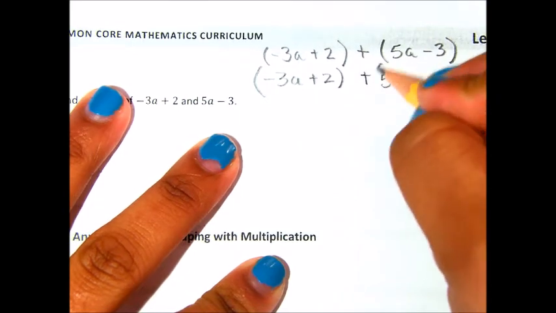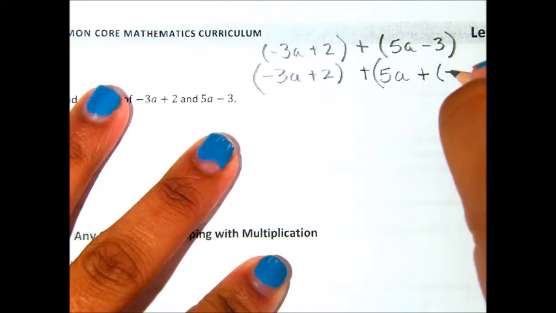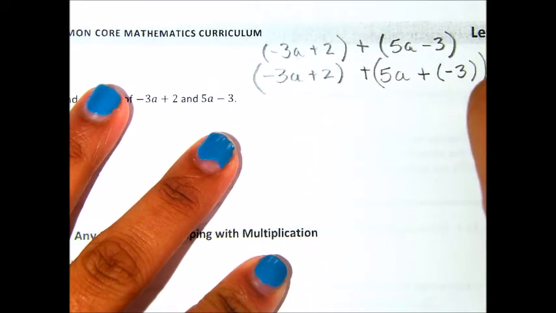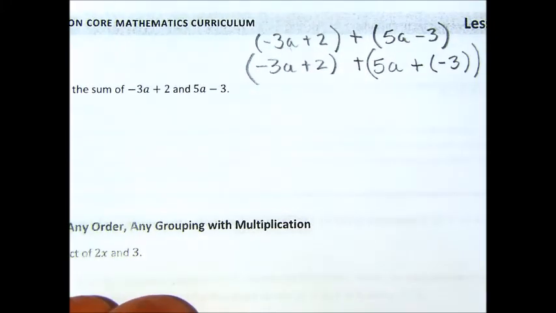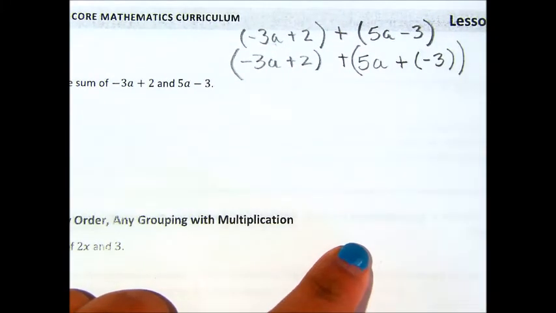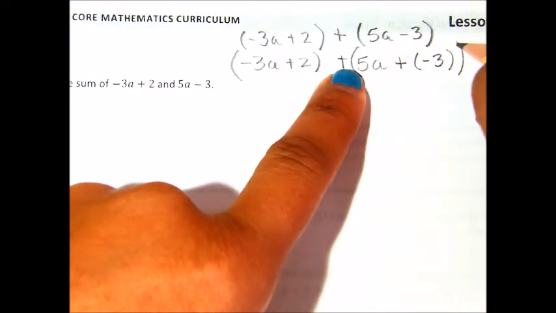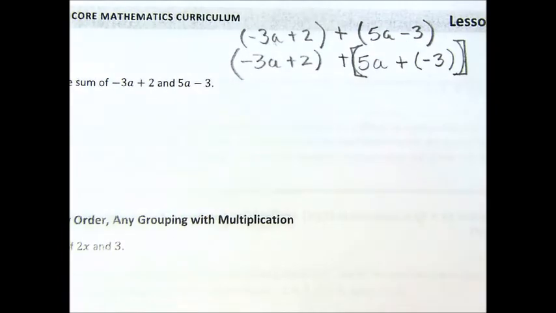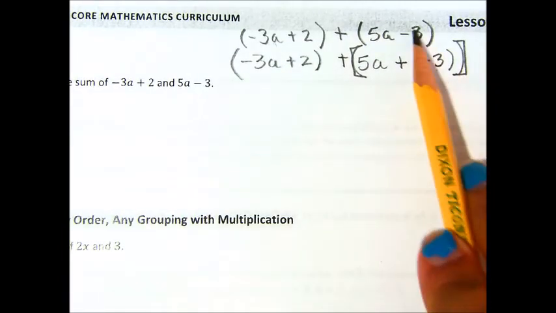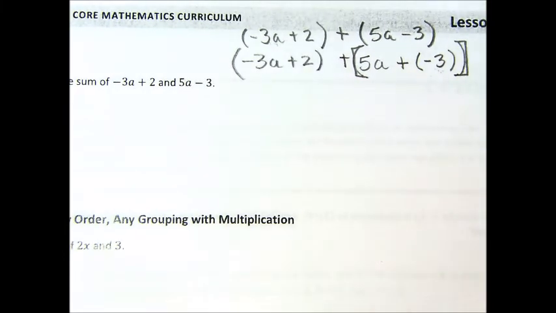plus 5a plus negative 3. All right, I want you to notice the parentheses inside of parentheses. If it helps you to use brackets, that works as well. Because I'm doing the exact same thing here, I'm just saying I'm adding a negative 3. That means I am subtracting 3 from this expression.